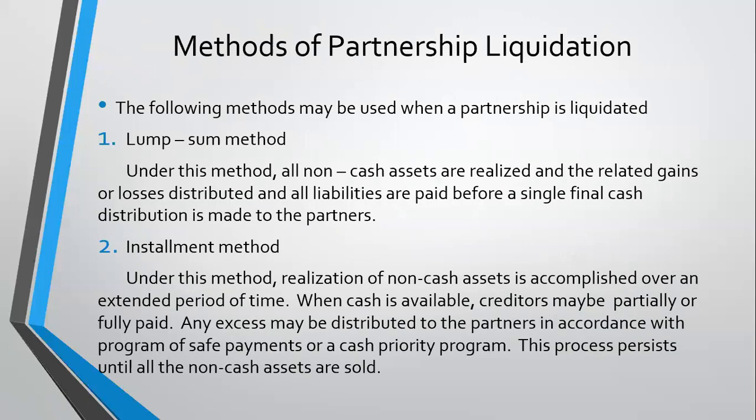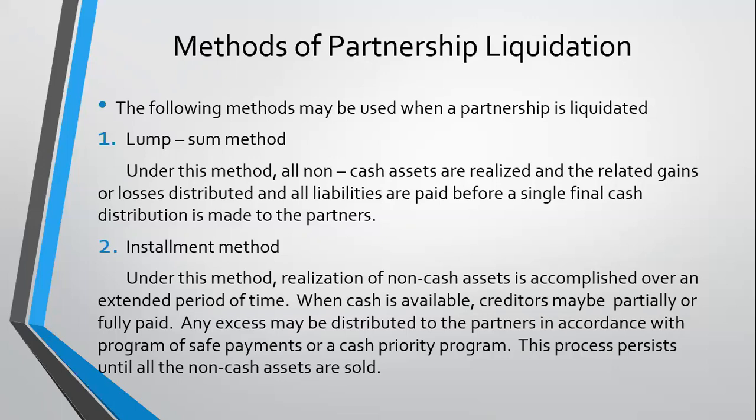So, the methods of partnership liquidation, as I have mentioned kanina dun sa learning objectives, no? The following methods may be used when a partnership is liquidated. We have first, lump sum method. So, under this method, all non-cash assets are realized and the related gains or losses distributed and all liabilities are paid before a single final cash distribution is made to the partner.